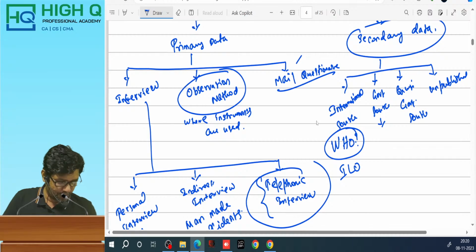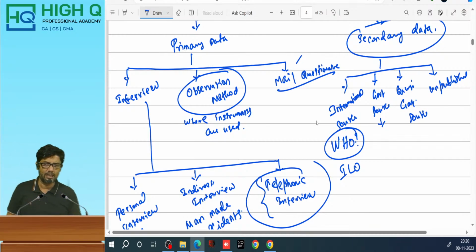Next one is government source. What is government source? I'll tell you. Government gives data, right? For example, how many people got affected in Gujarat? How many people got affected in Tamil Nadu? Who is going to give? The government source is going to give the data. That government source data is extracted from the government department. That is called government source.